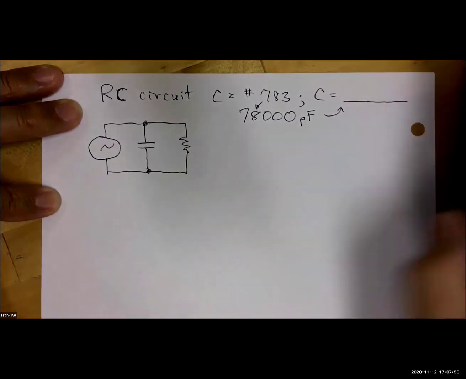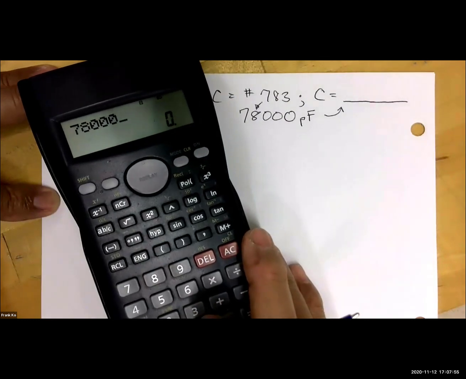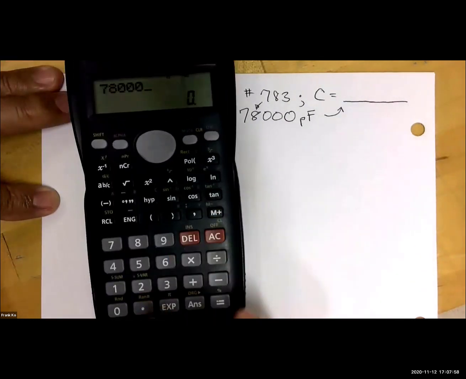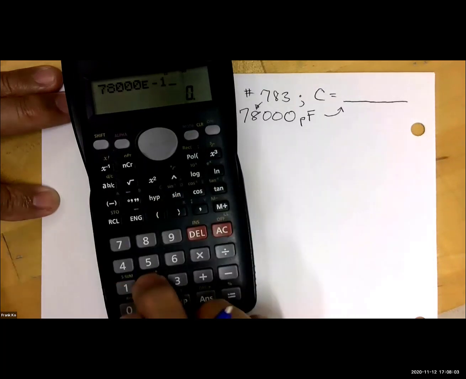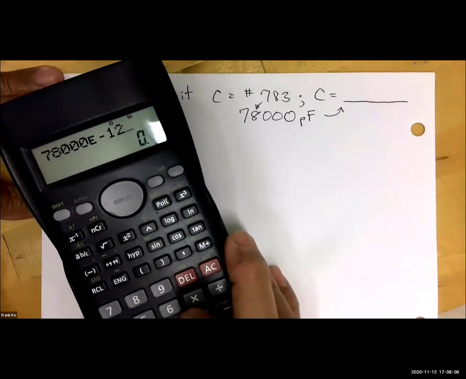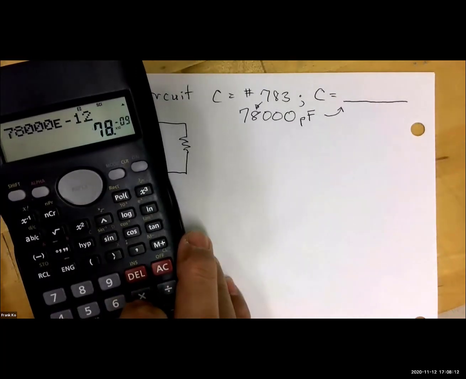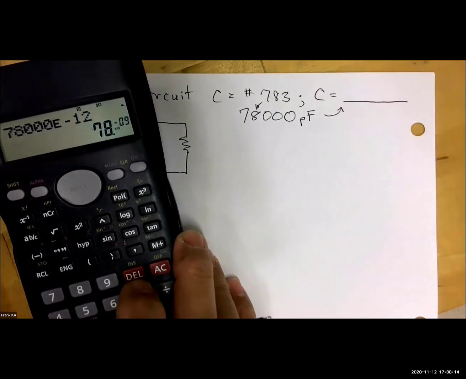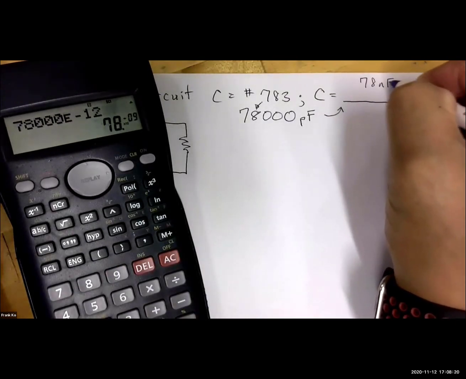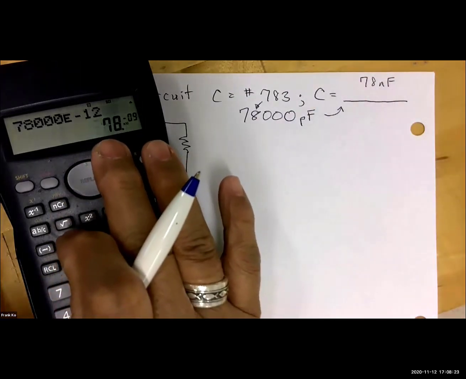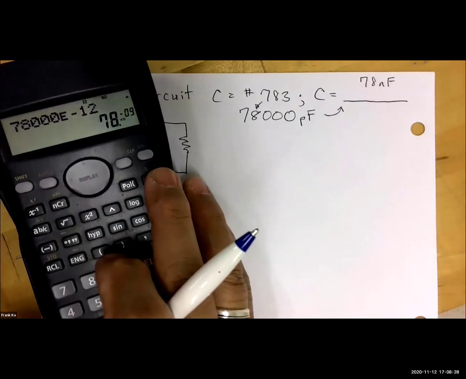Okay, so we'll prove it to ourselves. You take 78,000, and then you key in pico, which is exponent negative 12. If you hit equals in engineering mode, it works out to be 78 times 10 exponent negative 9, which is 78 nanofarads.